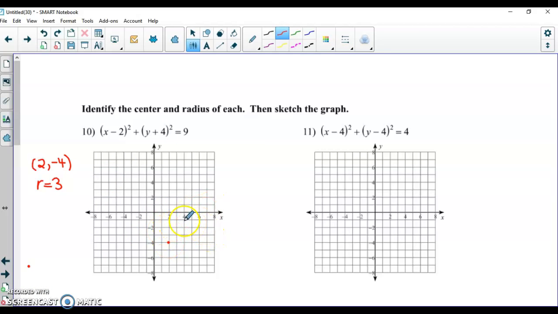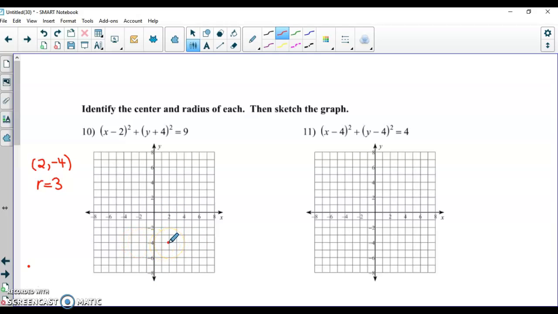And then I'm going to take a look at my radius. My radius is 3. Here's what you're going to do. The radius means that every single point on this circle, which is somewhere around here, is 3 units away from the center. So you're going to go up 3, right 3, down 3, and left 3, and you'll put points at each of those spots.